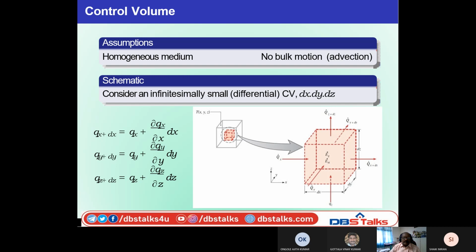How can you write qx plus dx? In differential form, qx plus dx is qx plus dou by dou x of qx into dx. Similarly, qy plus dy is qy plus dou by dou y of qy into dy, and likewise for z. So this is a control volume. For the control volume, we have applied the heat transfer and determined qx and qx plus dx.